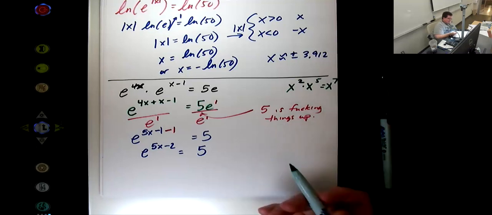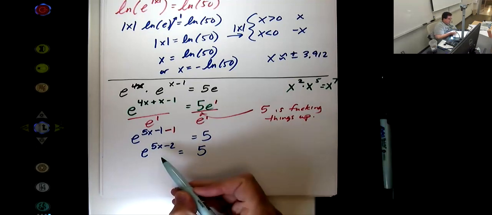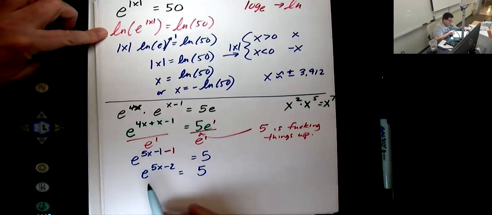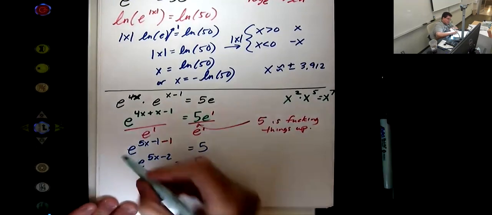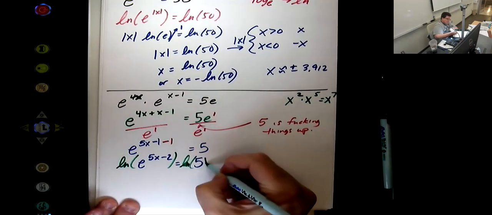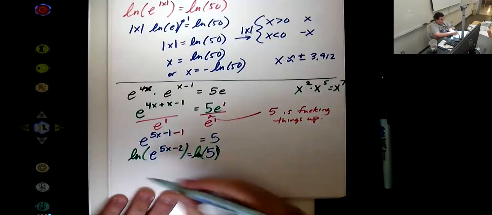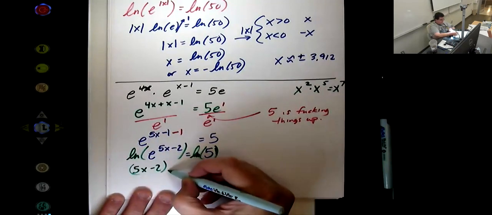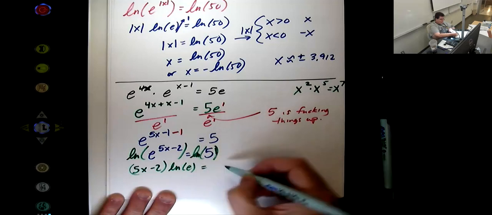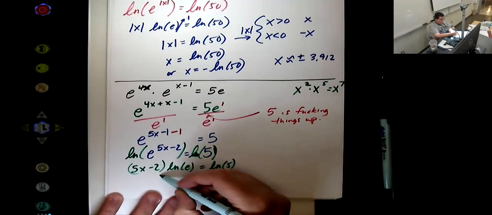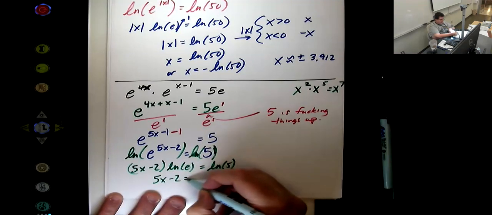All right, so we have an exponent. We want to bring it down. We're going to do the same thing we did up here. Base is e, so natural log is a good choice. We're going to take the natural log of both sides. This gets me 5x minus 2 times the natural log of e equals the natural log of 5. So 5x minus 2 equals natural log of 5.